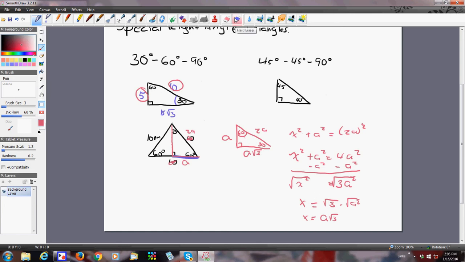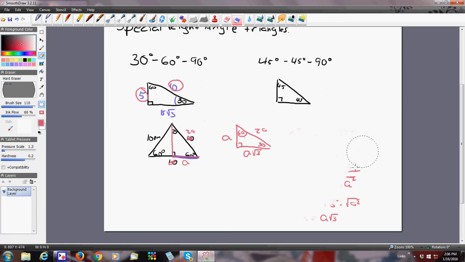What that also means is that all 30, 60, 90 triangles are similar triangles, and there's two reasons you know that. A, you can prove it by angle, angle. And B, you can show it because their corresponding sides will always be proportional.